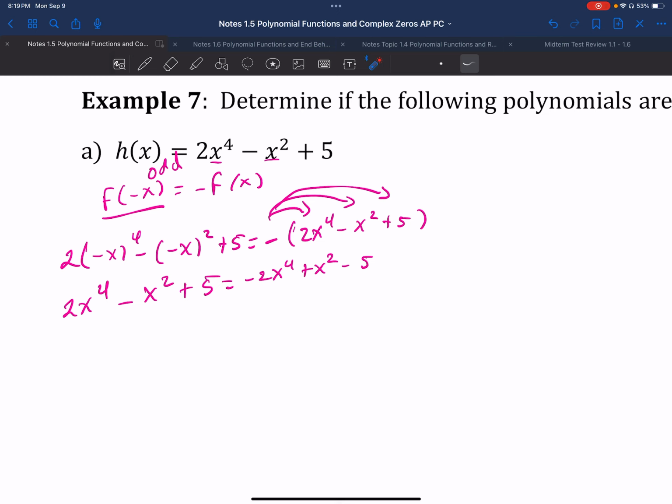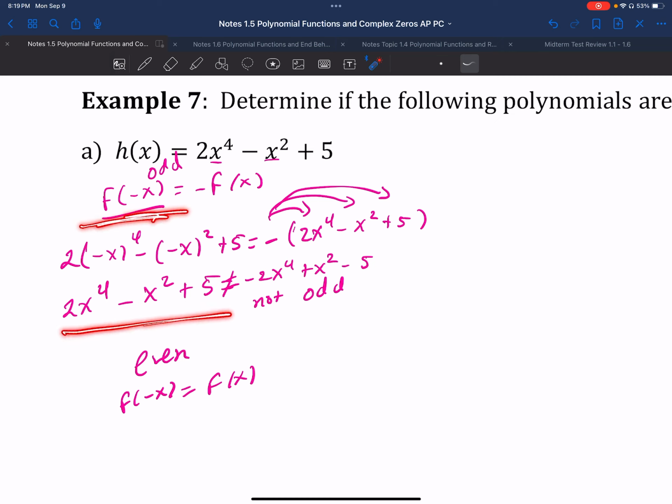When I look here, I know that these signs are all opposites of each other. So I know that this is not an odd function. So to check for even is really easy because the equation to check if something is even is f of -x equals f of x. Well, I already did the f of -x when I checked for odd. So all I'm going to do is recycle my work and write it down on the left side. So 2x to the 4th minus x squared plus 5. And see if it's equal to my original.